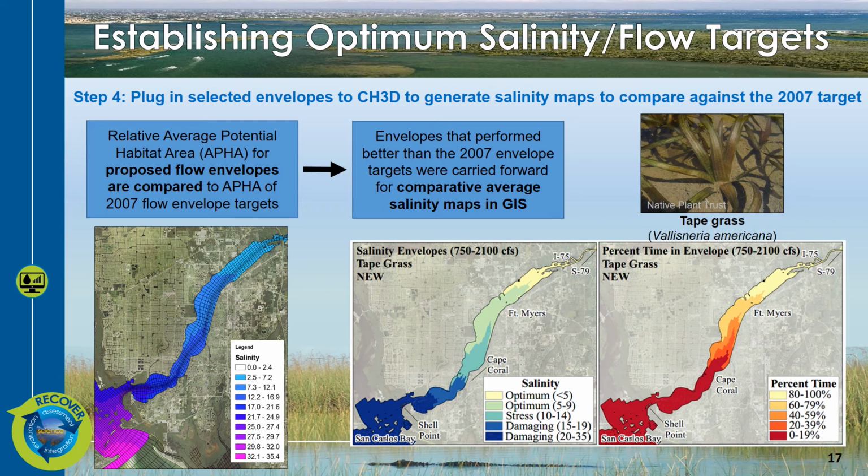These two maps are the average salinity and percentage of time within the optimum envelope for tape grass, which requires salinity less than 10, based on, for example, depicted here, simulated flow 750 to 2100 CFS. Once again, we compared all salinity maps for each indicator and each estuary to determine which flow envelopes performed best for all indicator species.